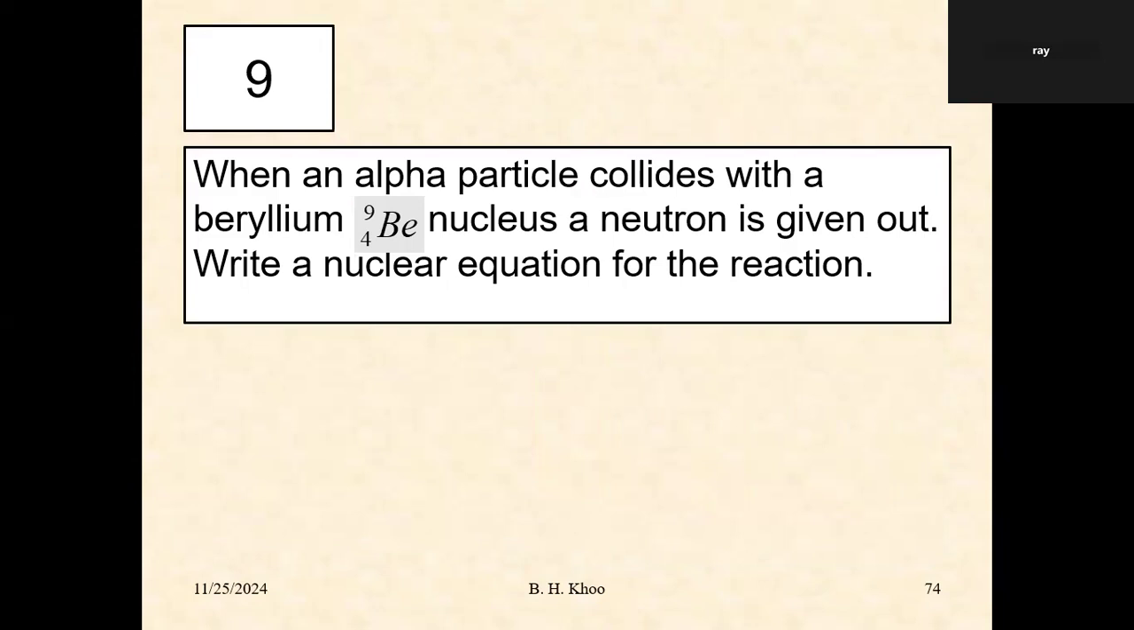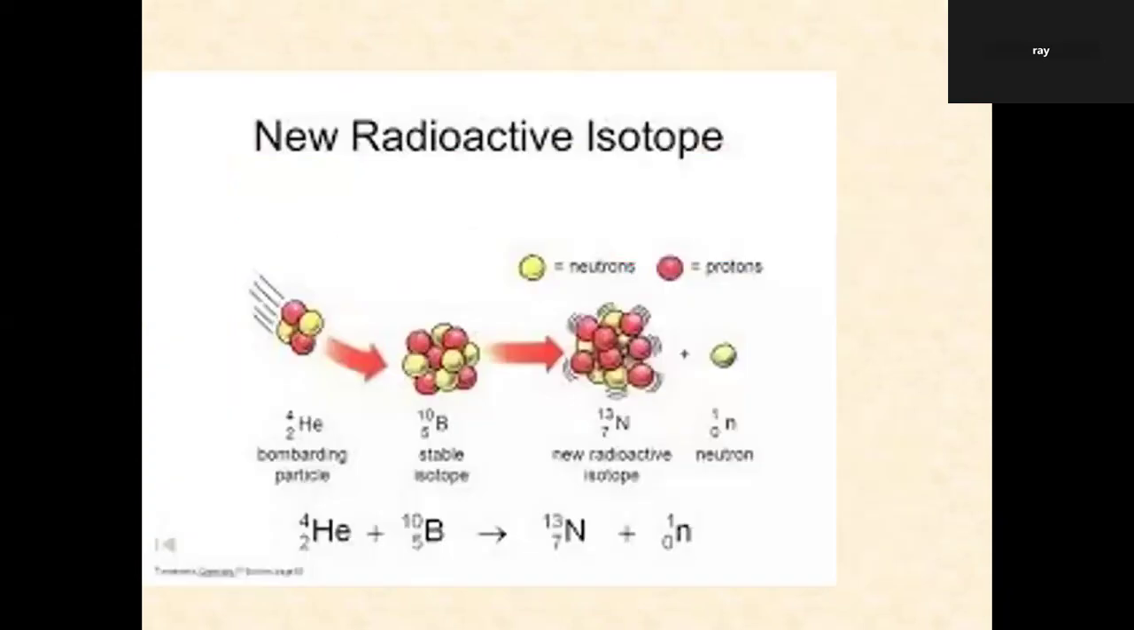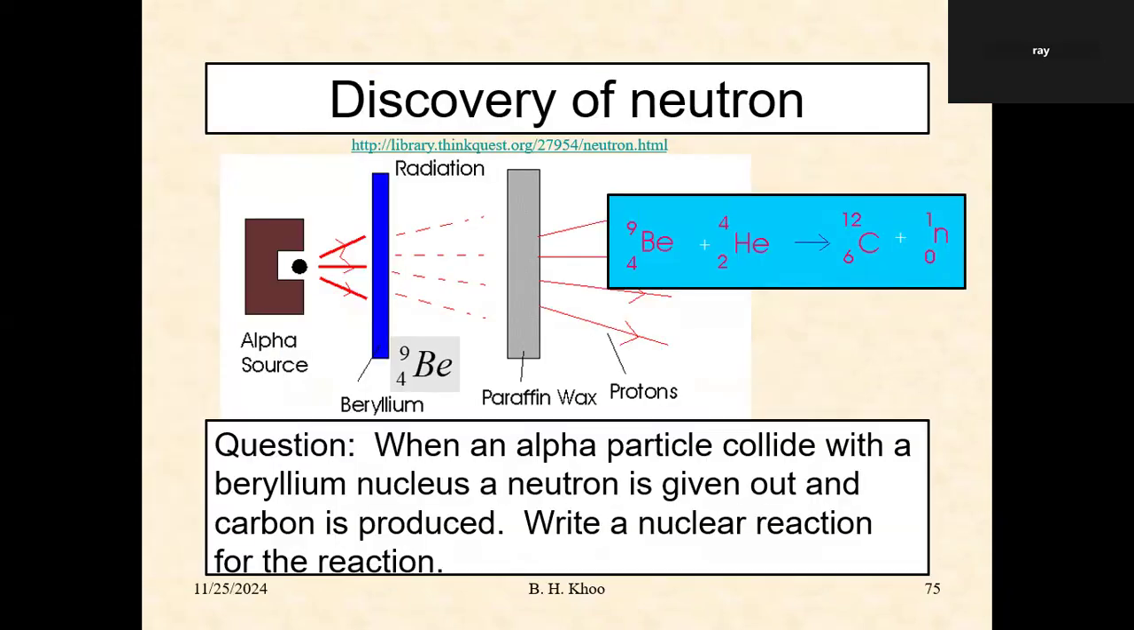When an alpha particle collides with a beryllium nucleus, a neutron is given out. Write the nuclear equation for the reaction. You should be able to write that equation. Alpha hits beryllium, a neutron is produced. Beryllium plus alpha gives carbon and a neutron.